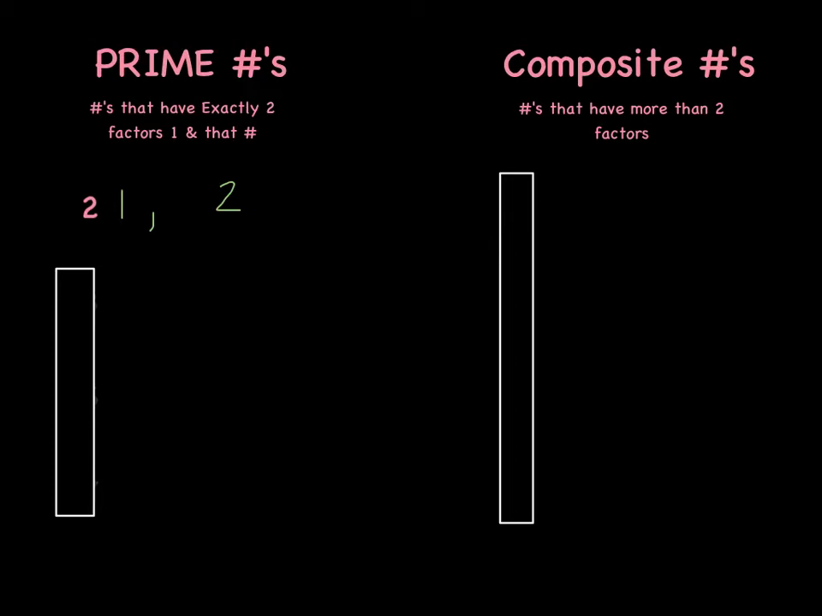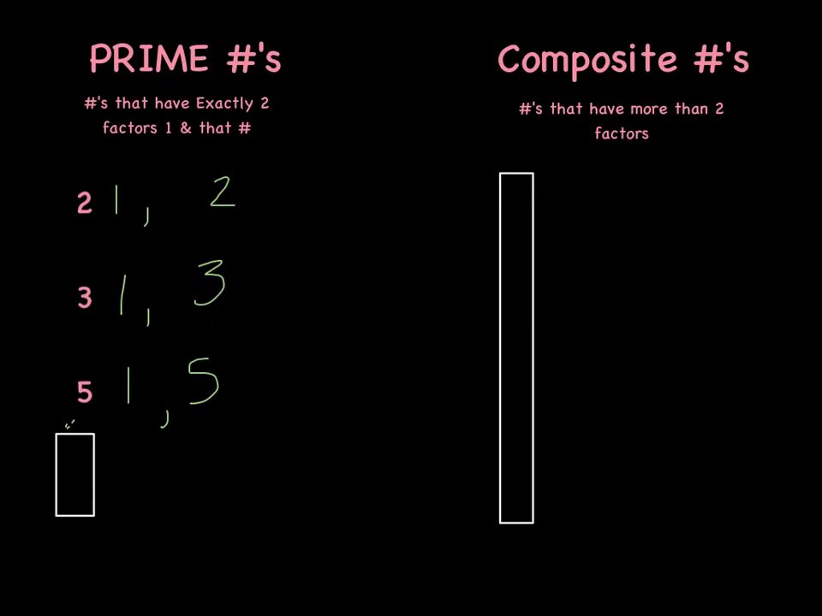Let's look at the next prime number. The next prime number is 3. Factors of 3 are 1 and 3. 1 times 3. The next prime number is 5. 1 times 5 is 5, and that is it. And the next one that we're going to talk about is 7. 7 is the next one before 10. 1 and 7. So these are the prime numbers between 0 and 10.